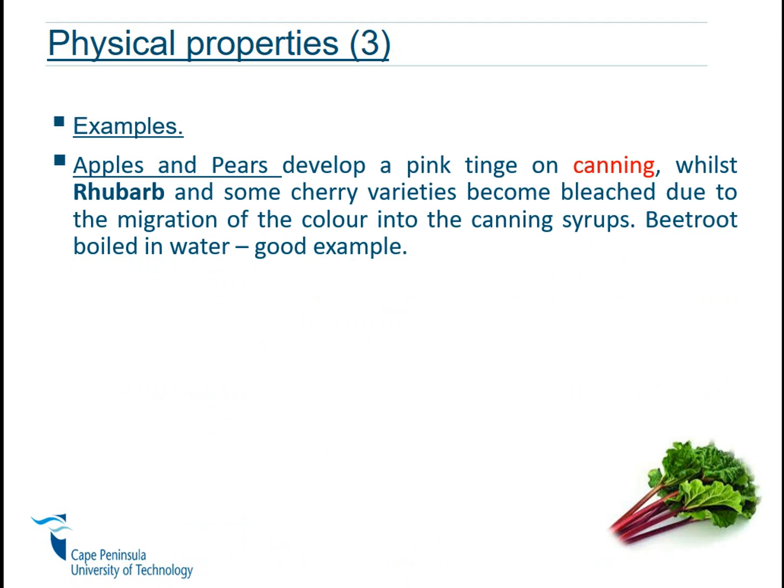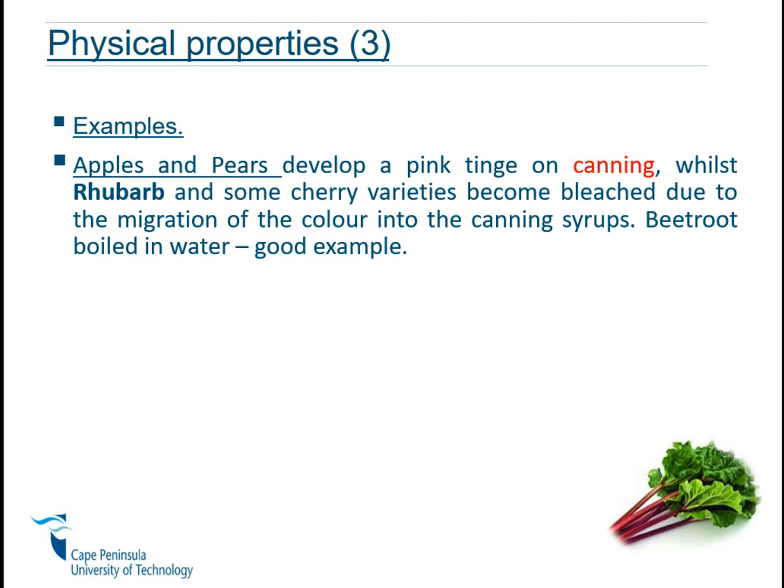Why is this so? Let's look at some examples. This is because in processes such as canning, apples or pears develop a pink tinge on canning. Whilst if you've got a product like rhubarb, as you can see at the bottom, and some cherry varieties, these become bleached due to the migration of the color into the canning syrups. For example, beetroot, which is boiled in water, is a good example. You find the water also turns red, it becomes dyed.